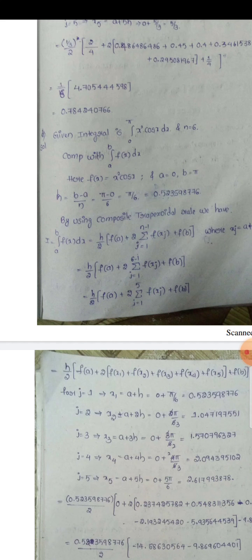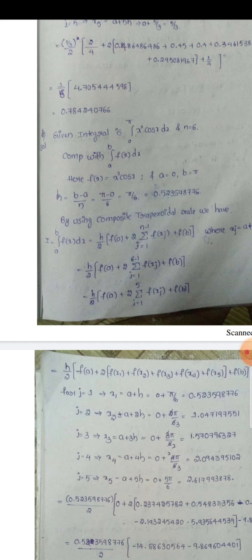Next problem. Solution. Given integral is integral 0 to 5 of x square cos x dx and n equals 6. Comparing with integral a to b f of x dx, here f of x equals x square cos x and a equals 0, b equals 5. h equals b minus a by n equals 5 minus 0 by 6 equals 5 by 6.